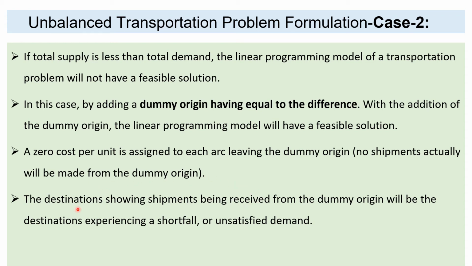the dummy origin. The destinations showing shipments being received from the dummy origin will be the destinations experiencing shortfall or unsatisfied demand. The destination that shows a transportation of items from the dummy is clearly unsatisfied, because in reality there are no items in the dummy supplier.